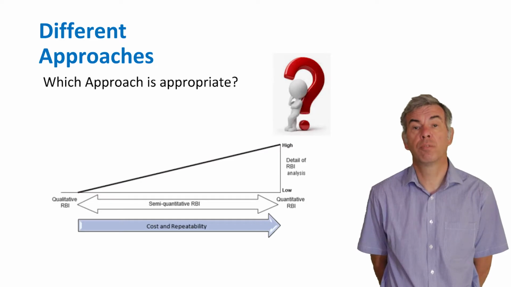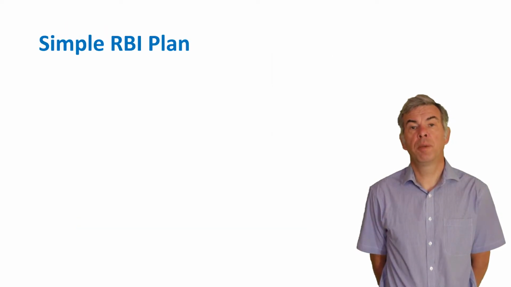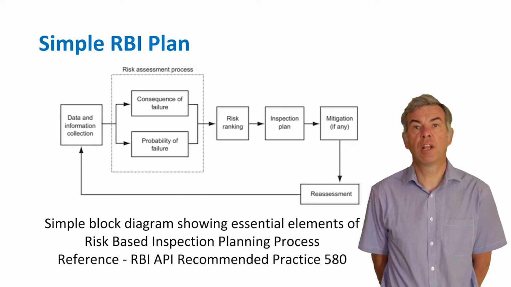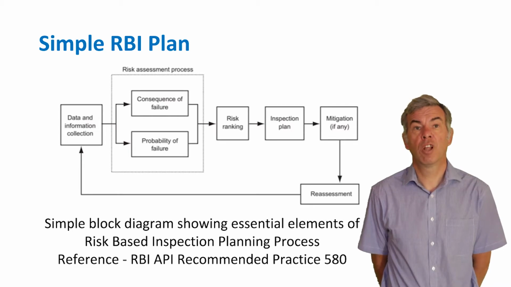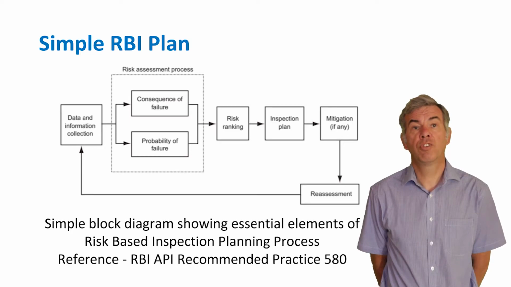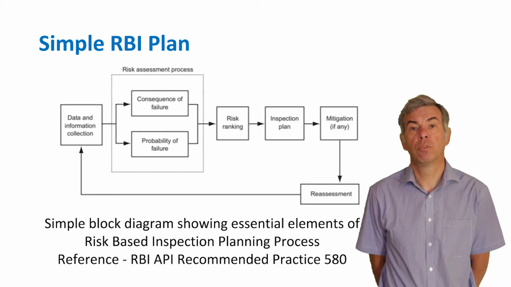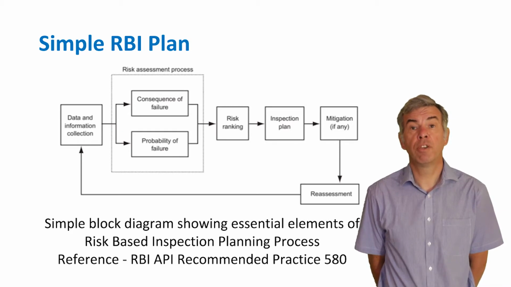This simplified block diagram shows 6 essential elements of inspection planning, and this approach is applicable regardless of the RBI approach that is taken. The slide shows a diagram which is taken straight from API 580. Good examples of sources of data are things like P&ID drawings, inspector reports, maintenance records, corrosion studies, management of change records and equipment data sheets. And all of this information should be validated before it is used.